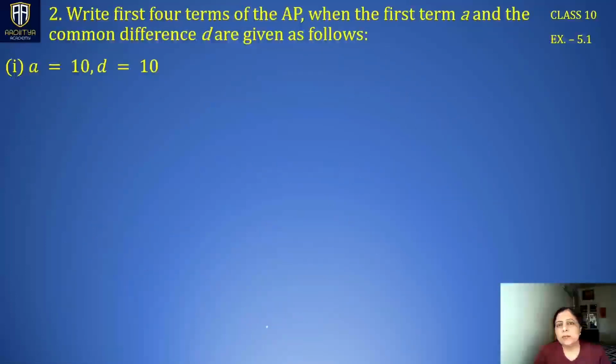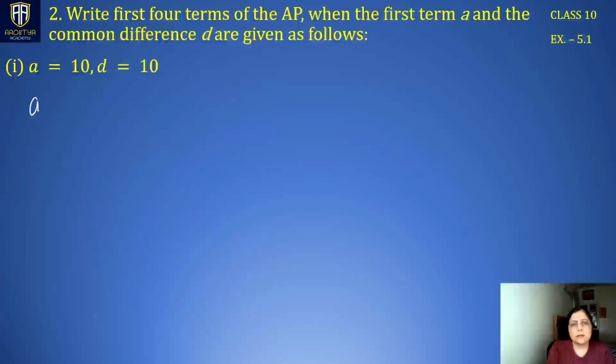Next question says, find the first four terms of the AP when the first term A and the common difference D are given. So finding an AP means you have to find a minimum of 4 to 5 terms. Let's say 4 terms, then that AP is known to us.